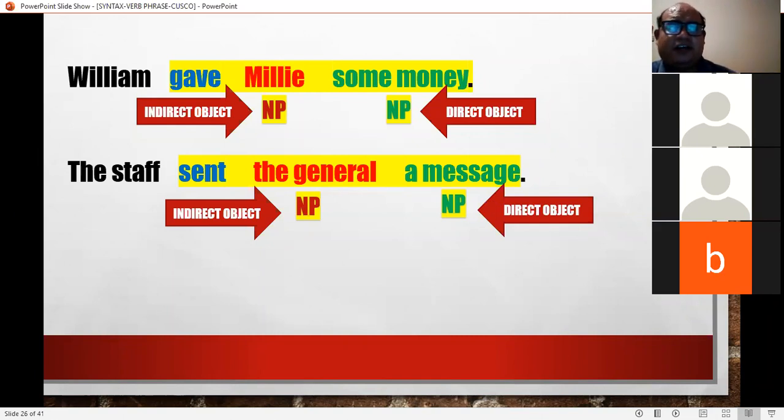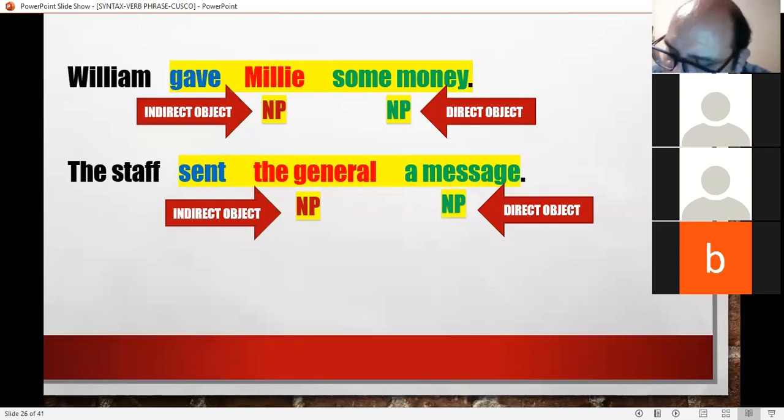All right? Notice here, yeah? Now, how can we recognize if Millie is the indirect and some money is the direct? Can you tell me? Do you have an idea? Why is Millie the indirect and the direct is money? The indirect, the general. Yeah. Indirect, yes. What else? The indirect is the general. Yeah, general. All right. Any other idea? No idea. Can you guess it? Tell me your ideas. Don't be afraid. How can we recognize that Millie is indirect and some money is direct?